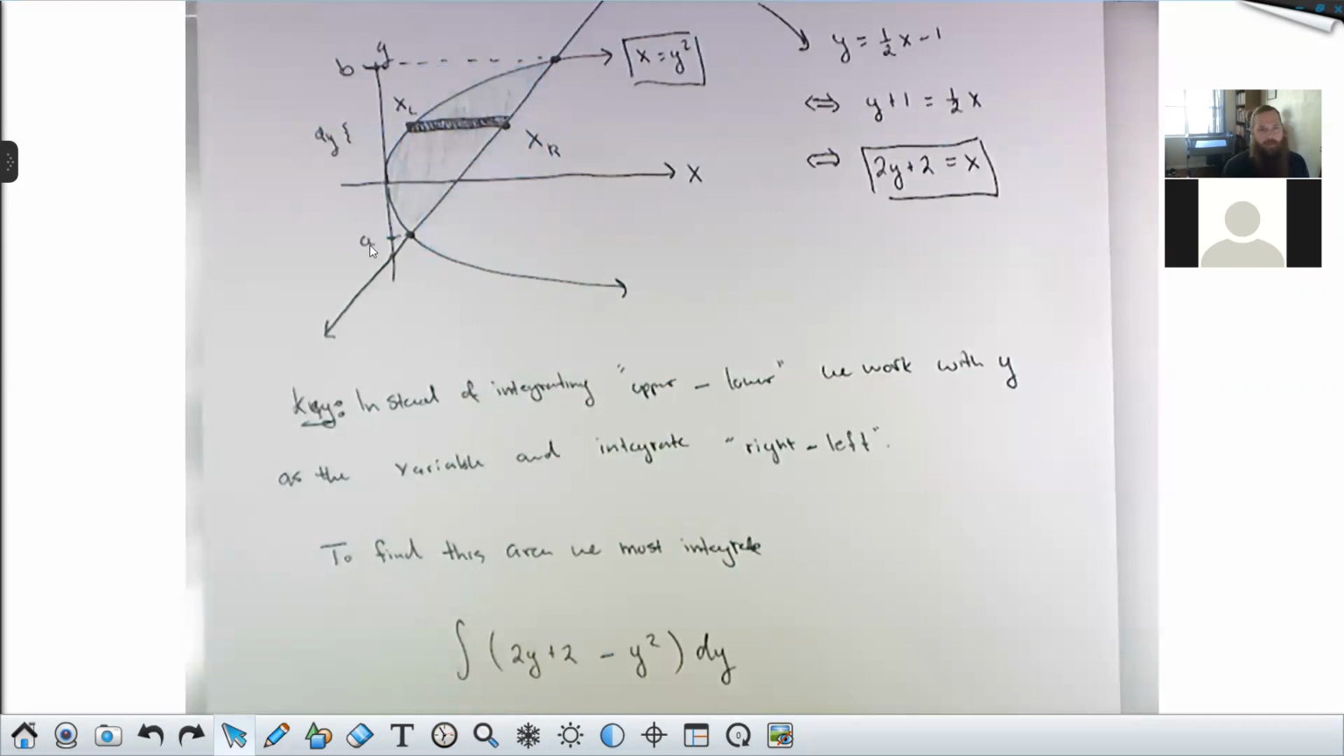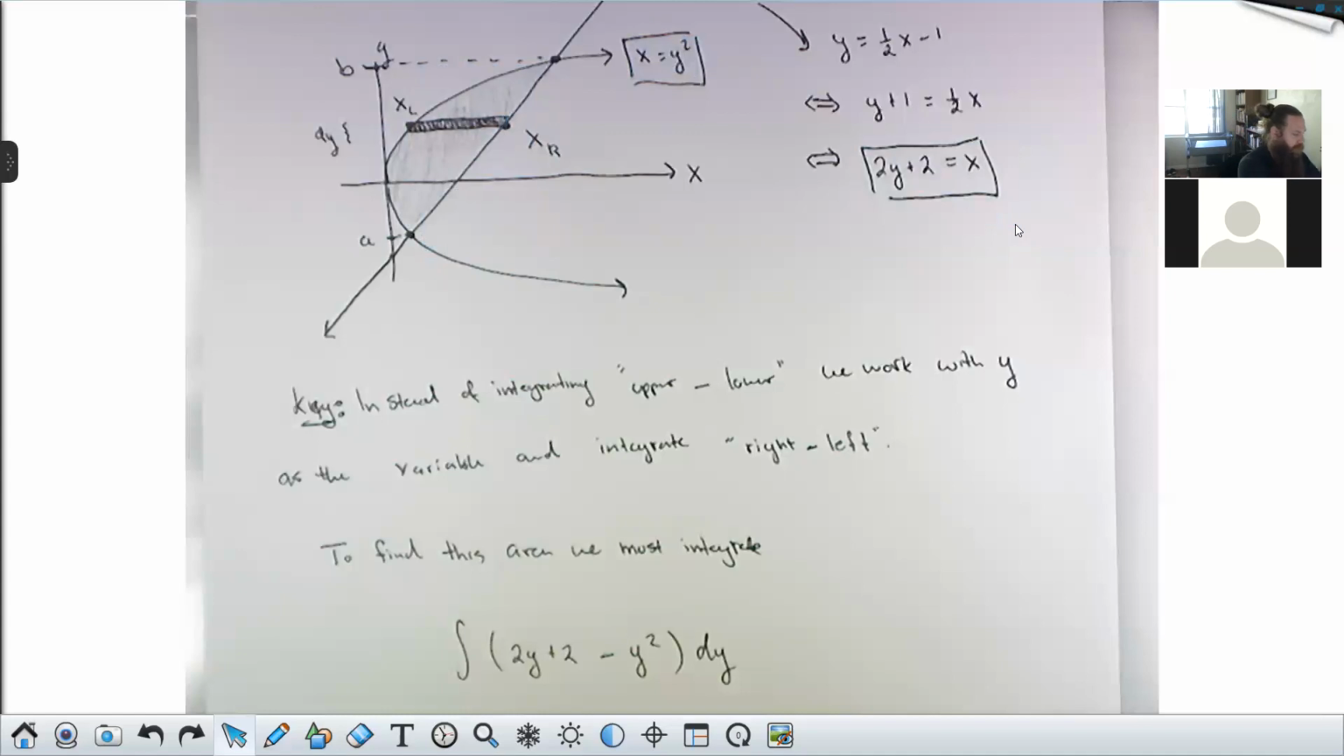So if I want to do all of this in one integral, it is necessary to think of this as a function of y, and to think of this as a function of y, which means we have to have both of those curves' equations solved for x.